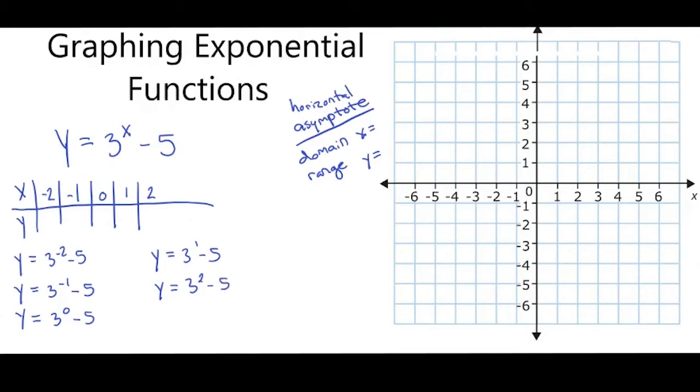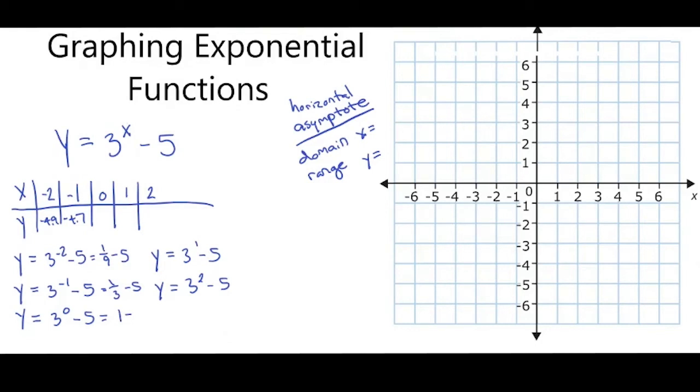Remember, over here, this is going to be 1/9 minus 5. You could just plug that in your calculator. If you plug this in a calculator, you can do 1 divided by 9 minus 5. And the answer is -4.9, approximately. Next, we have 1/3 minus 5. Well, if I do 1 divided by 3 minus 5, that's -4.7, approximately.